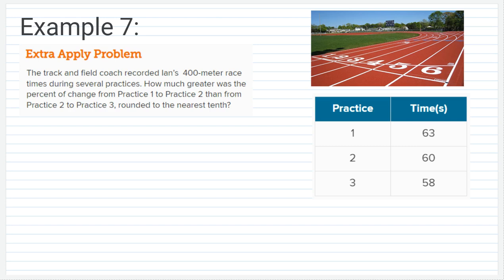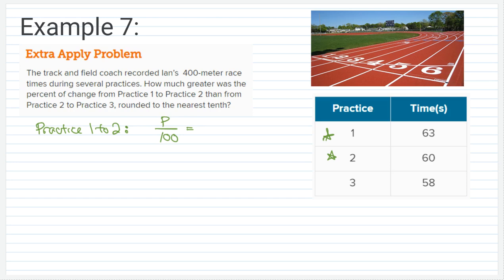We'll start off with practice 1 to practice 2, so we're going to take a look at these two times first. With our percent of change, I'm going to label it practice 1 to 2, and we're going to set up our percent proportion. So P over 100 equals, and then our difference.